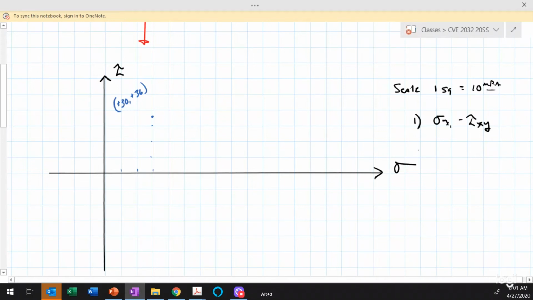Okay, the next step is to plot sigma y, comma, plus tau xy. So sigma y is equal to 60 megapascals. So we got 3, 4, 5, 6. There's 60 megapascals. And a positive tau xy is equal to minus 36. So 10, 20, 30, and 36 is right about there. So what I'll do now is I'll sketch a line between those 2 points, like such. So that was step 3, draw the line.